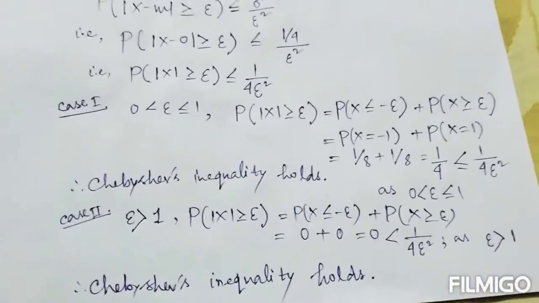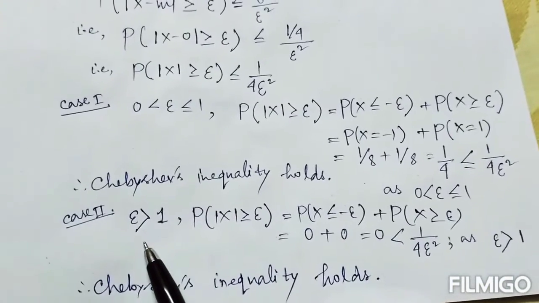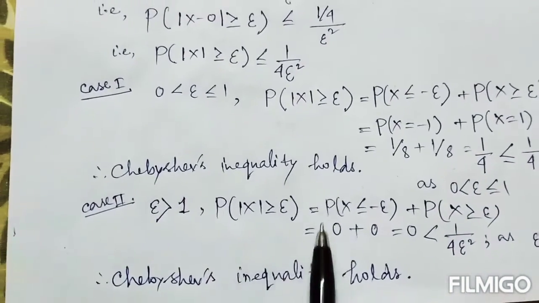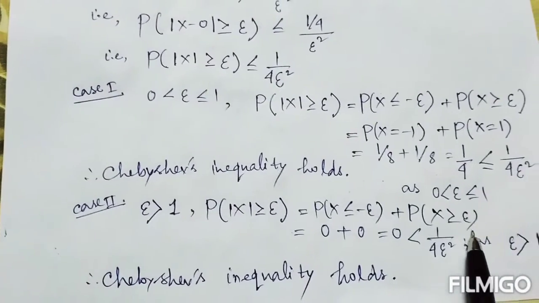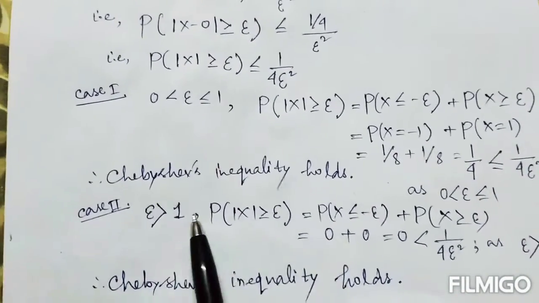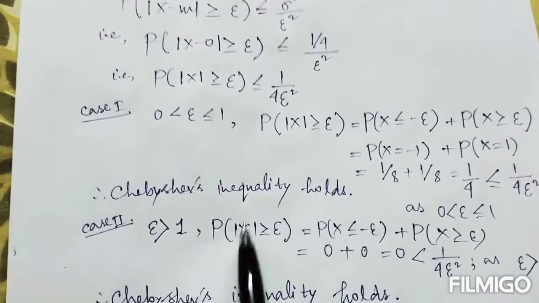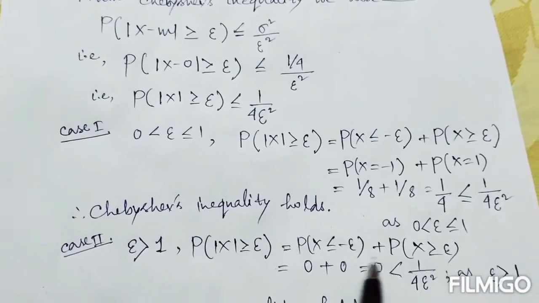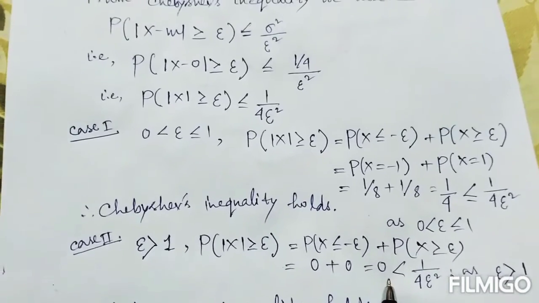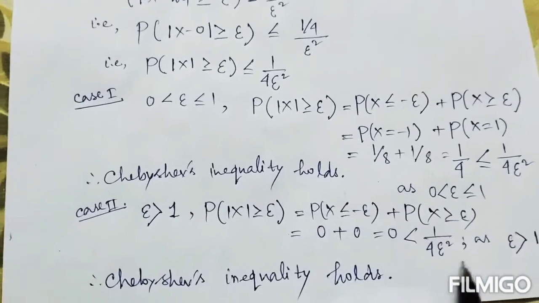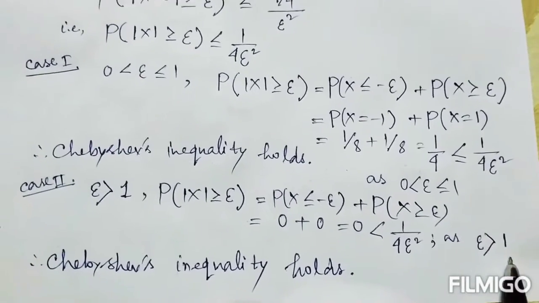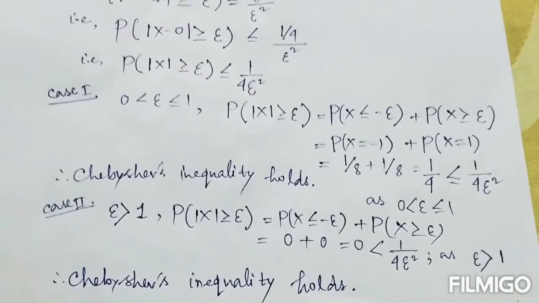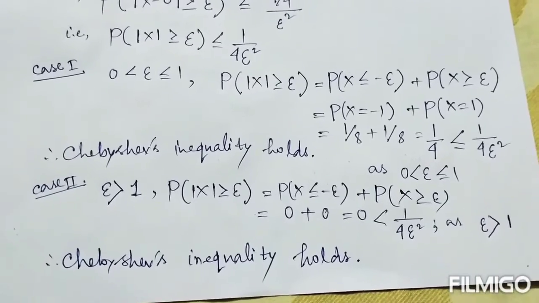Now case 2, when epsilon is greater than 1. So probability of |X| ≥ epsilon, but here epsilon is greater than 1. This is an impossible event. So this is equal to 0, which is less than 1/(4 epsilon²), as epsilon is greater than 1. So Chebyshev inequality holds for case 2 also. Here it completes the proof.